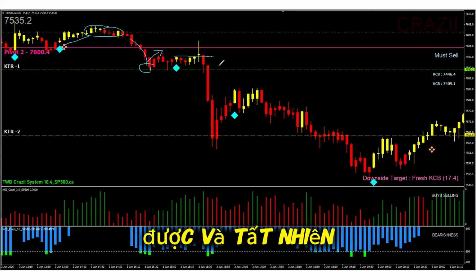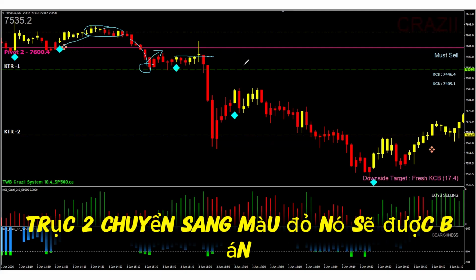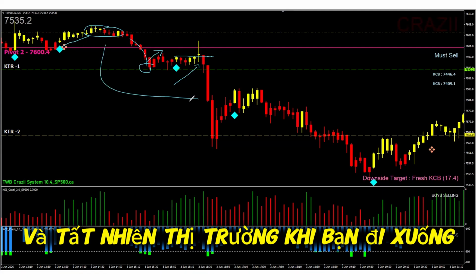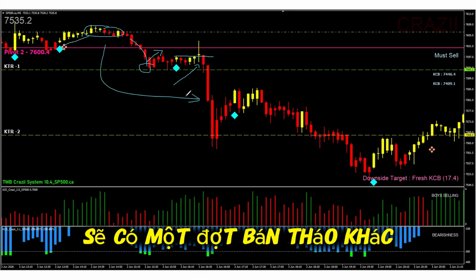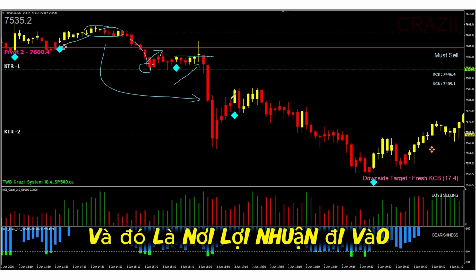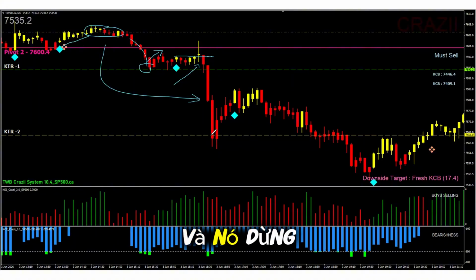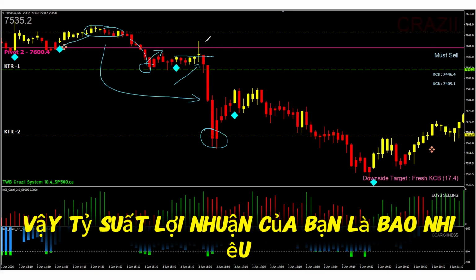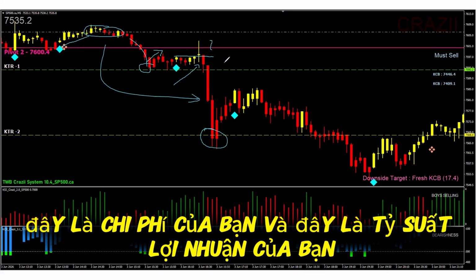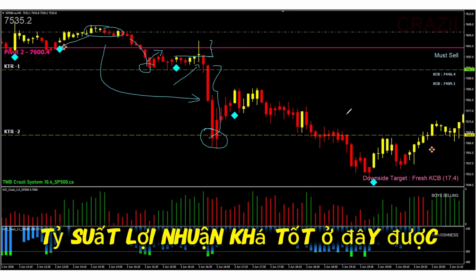Okay, and of course, you can see that once the market cannot go above the pivot 2, turning red, it will be a sell. And of course, as the market goes lower, there'll be another sell-off down, and that's where profit comes in, and it stopped exactly at KTR -2. So this is your cost, and this is your profit margin. We're talking about a pretty good profit margin over here.